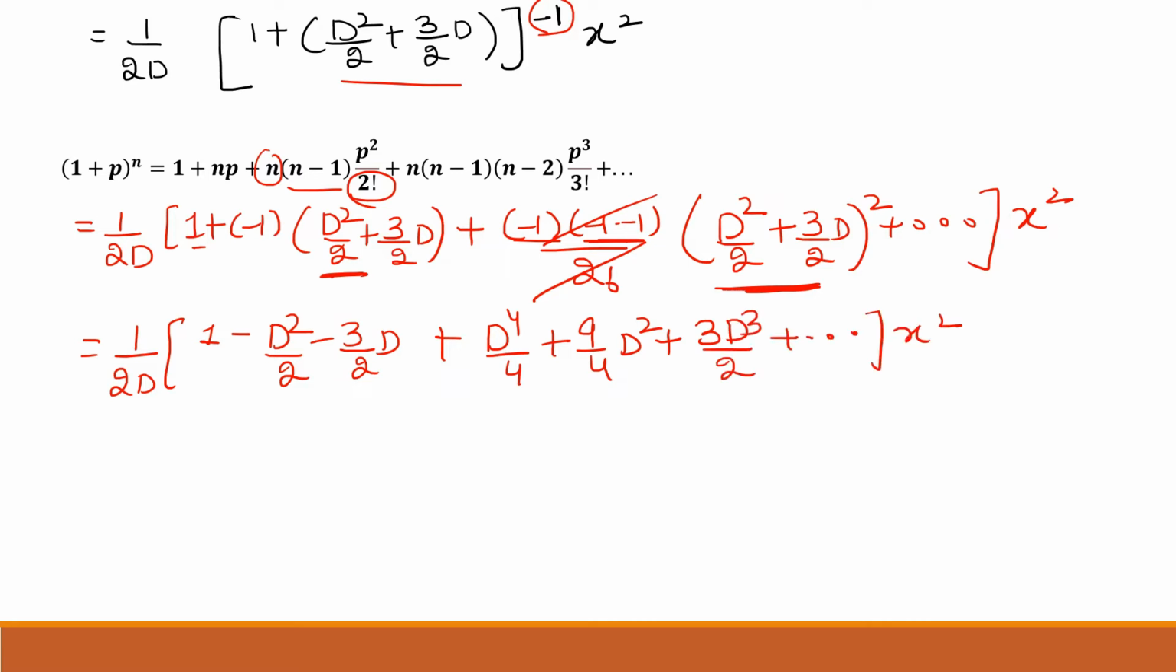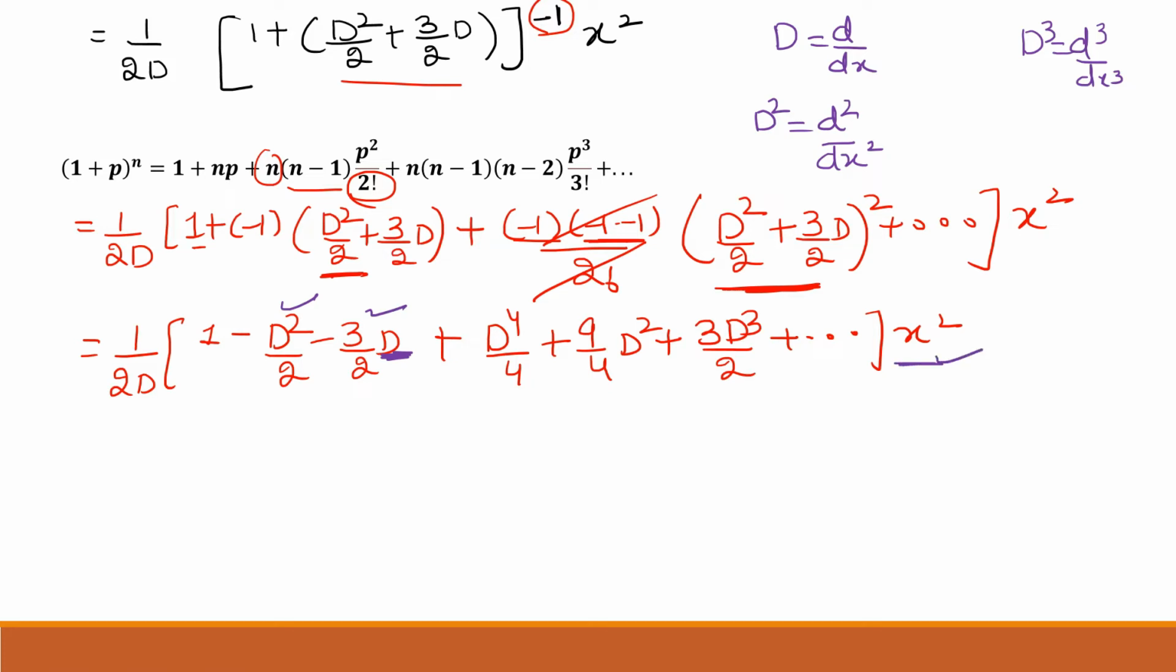Okay. Now we know what this d is. This d is actually an operator, so this is the derivative with respect to x. Similarly, what is d square? d square is the second order derivative with respect to x, right? And similarly, what is d cube? d cube is the third order derivative with respect to x, right? So these are the operators which will be operated over x square.